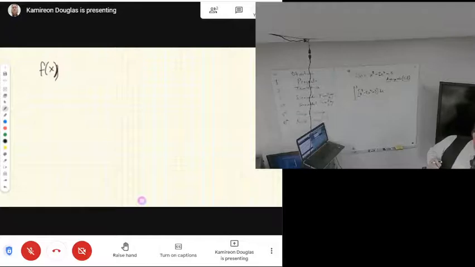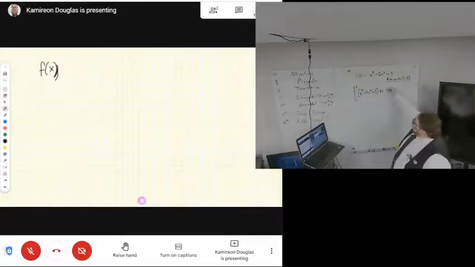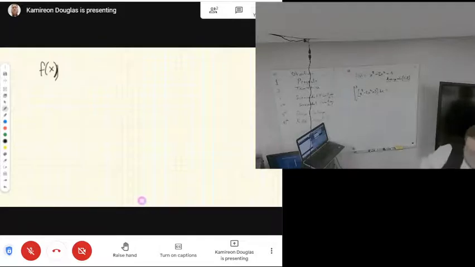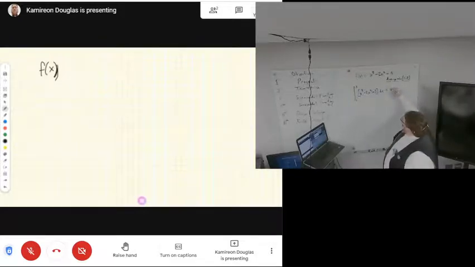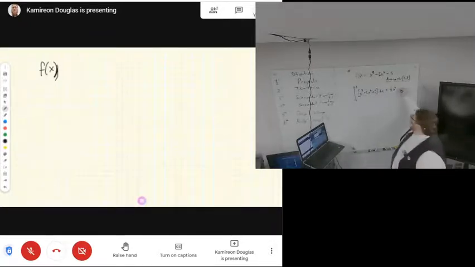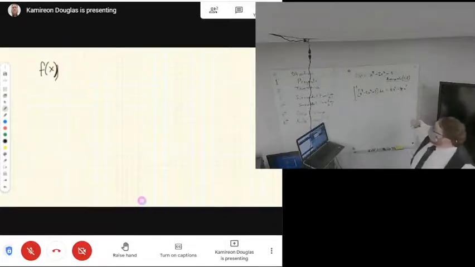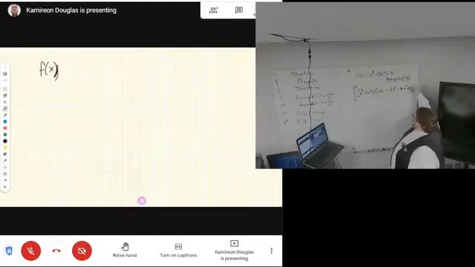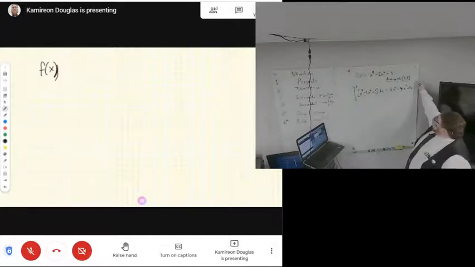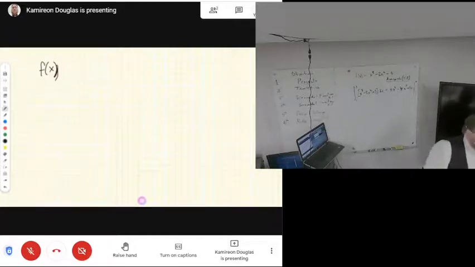Next. Integrate. How do we integrate this function? x cubed: 1/4 x to the 4th. Minus 2x squared: minus 2/3 x cubed. Beautiful. Plus 5x. Evaluated from 1 to 3. Fantastic.